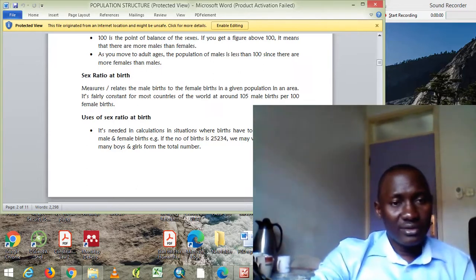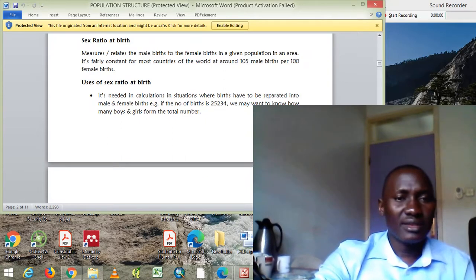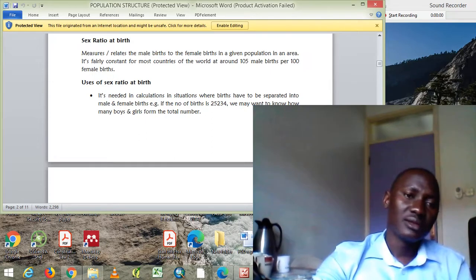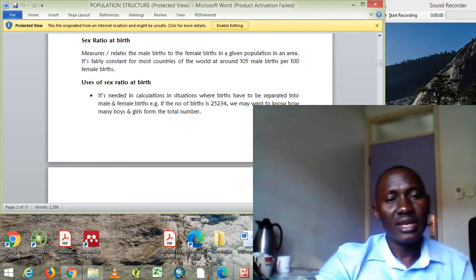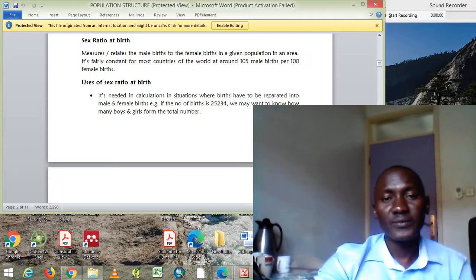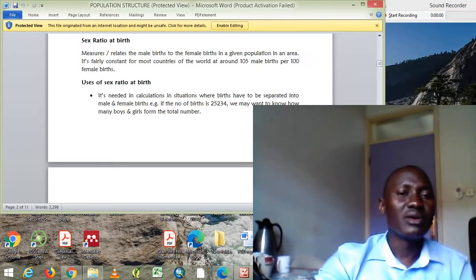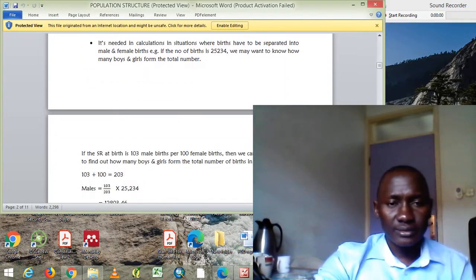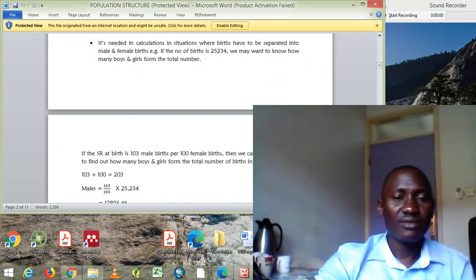What are some of the uses of sex ratio at birth? It is needed in calculations in situations where births have to be separated into male and female births. For example, if the number of births is 25,000, we may want to know how many boys or girls were born out of that total number of births. If the sex ratio at birth is 103 males per 100 female births, then we can use it to find out how many boys and girls form the total number of births in the population.